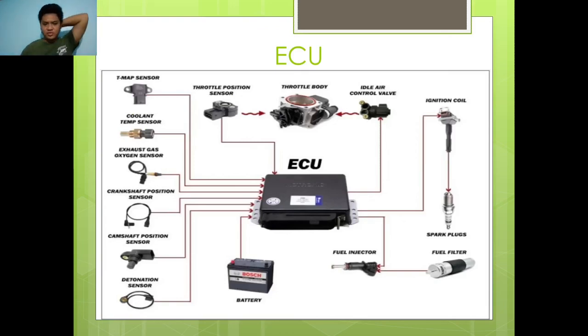So here is the full layout of what is connected to the input and output of an ECU. This is the throttle position map. The T-map sensor, coolant temp, exhaust gas oxygen sensor, crankshaft position sensor, camshaft, detonation sensor or the knock sensor, throttle position, and idle air control valve are both connected in the throttle body. Battery and fuel injector are the outputs, so are the ignition coil and idle air control valve.